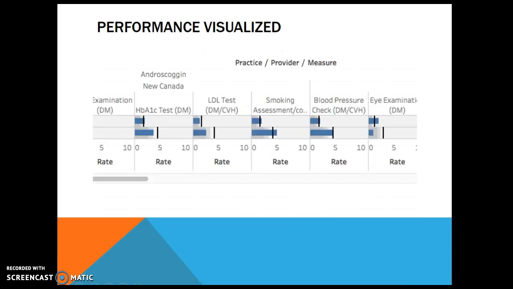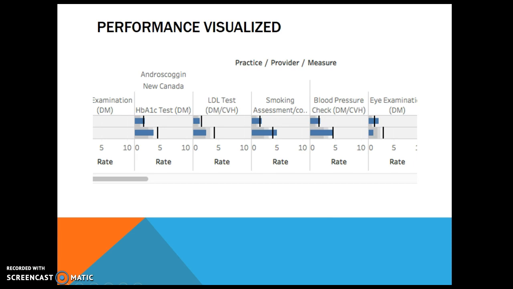Another way to look at this data, maybe you can see it a little better, is the performance visualizing using a line bar. And what you see is the blue bar is their actual rate, and the little black line is the target. So as you can see, for New Canada, his rate for A1C, for 2016, at the top, he was right at the metric, and for 2017, he fell below because he's behind the black line.